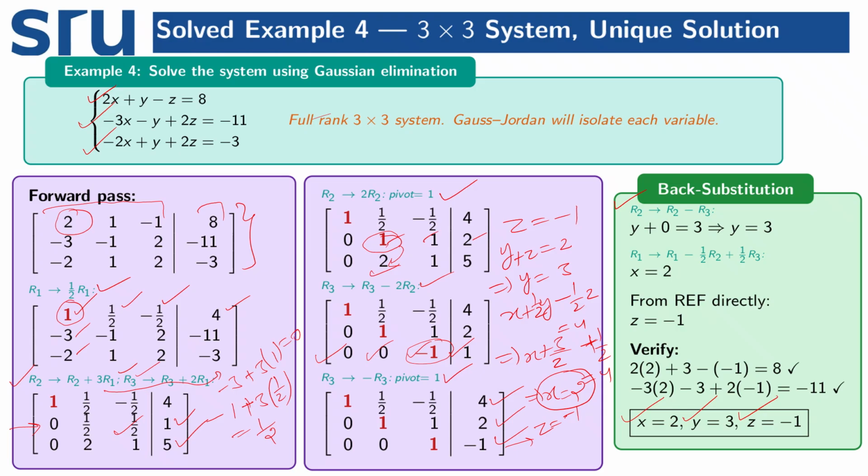We can check whether these values are correct or not by putting them in the equations. For example, if I put the values of x, y and z in the first equation, I am getting 2 into 2, plus 3 into 1, and minus of minus 1, that is equal to 8. That is equal to the right hand side. The other equations you can verify easily, the second will also be equal to minus 11. The third also you can verify.